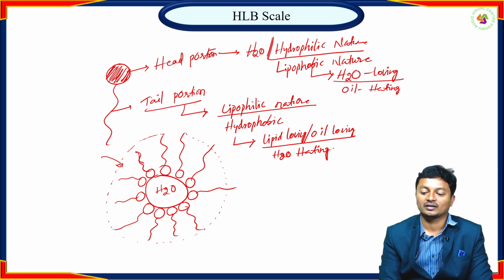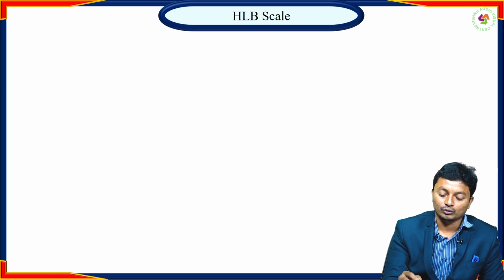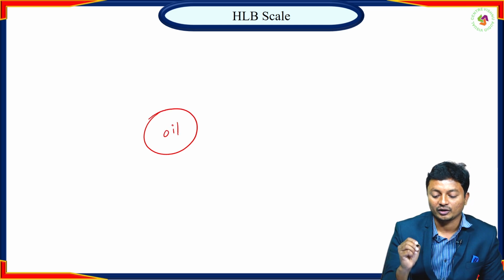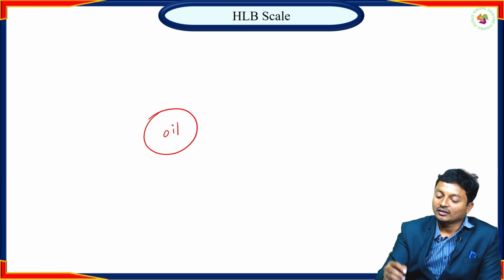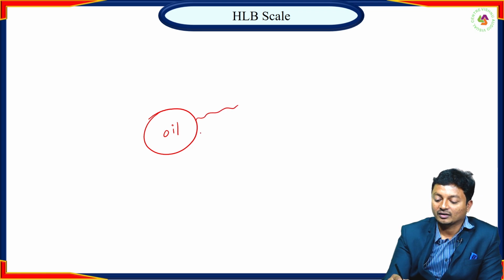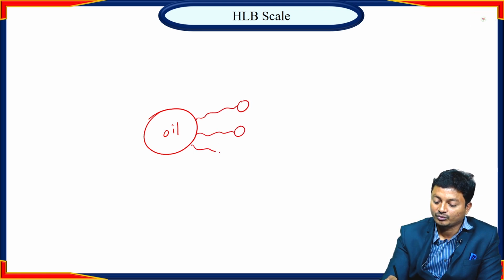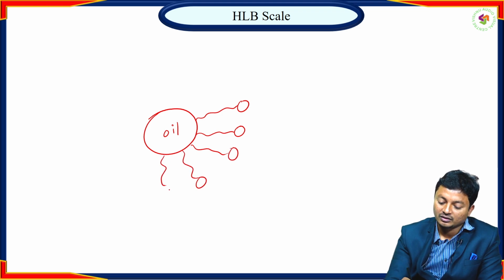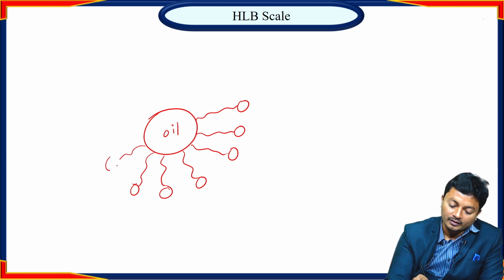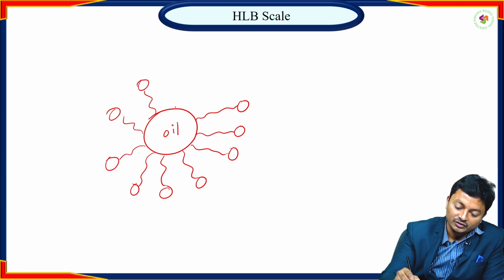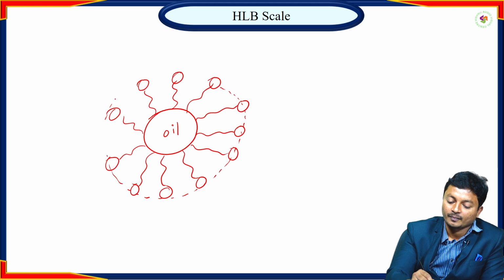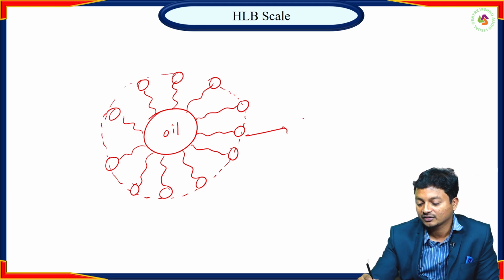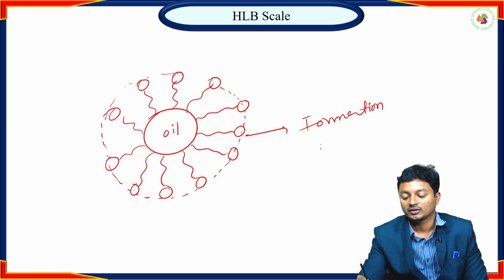Now, if the same surfactant is added to the oil portion, say this is the oil portion, what will happen? Since we are adding the surfactant to the oil portion, the tail portion of the surfactant will attach to the oil portion like this, and here again we can observe the formation of boundaries. This is called formation of micelle.